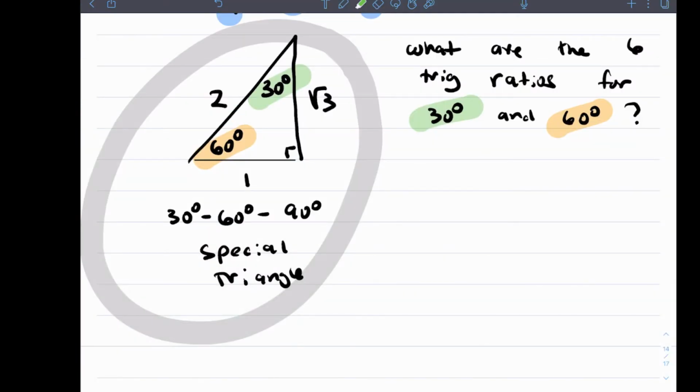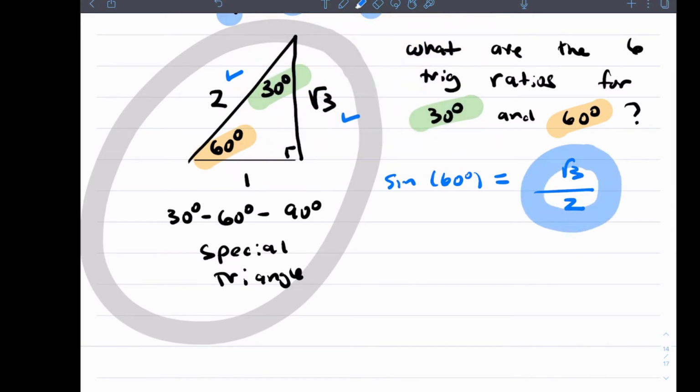Let's try this out, ladies and gentlemen. So let's start with sine of what? 60. What's the definition of sine again? Opposite over hypotenuse. Square root of 3 over 2. Is the denominator rational? So you are done. Just by knowing your what? Definition.